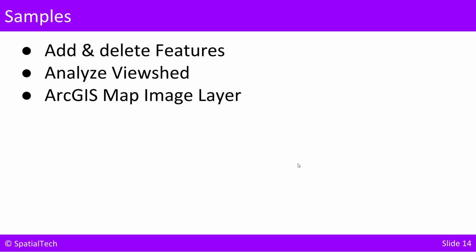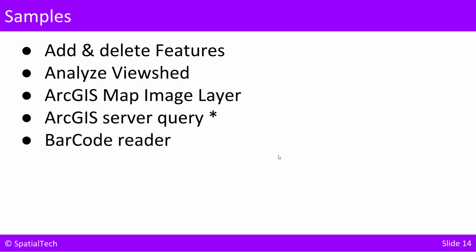One is focusing strictly on ArcGIS map image layer. So there's lots of these that just test out different types of layers, right? Also just how to query the server via a REST service. Different ways to do it. You can build a JSON or use the objects.